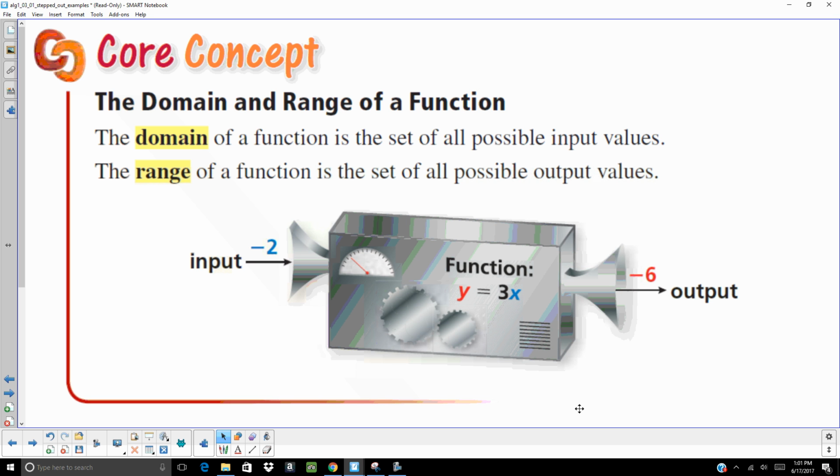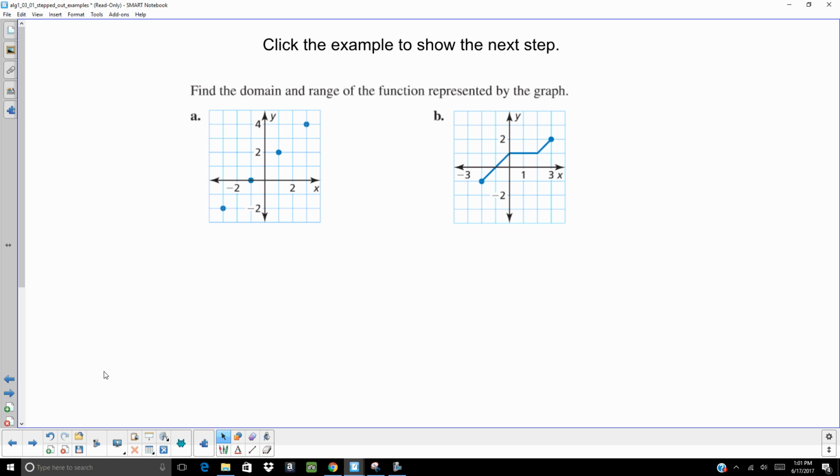I always like to think of it as a vending machine. You put $1 in, you can get a can of pop out. So my input would be the money, my output is the pop. So here, I want to find the domain and range of the function represented by the graph.